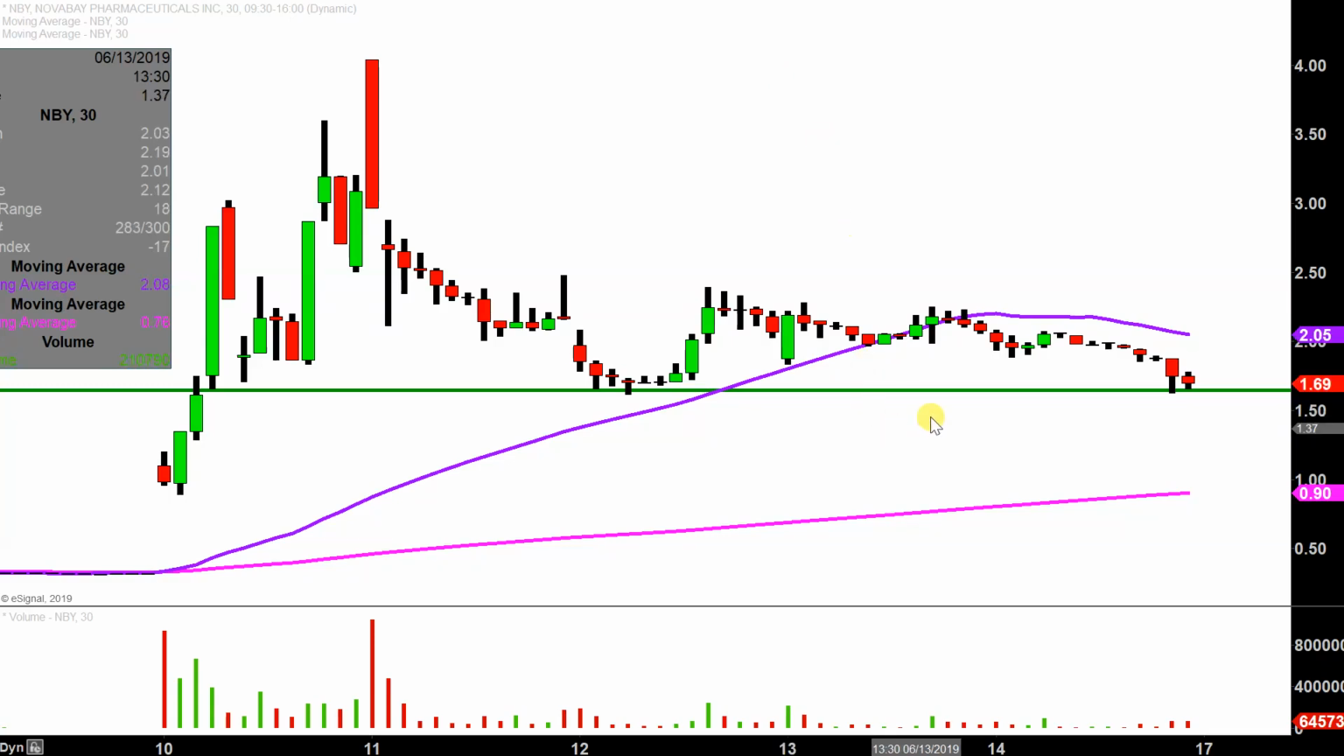The big relevant level, though, is right here at this $1.65 mark, the green line, which I've talked about before as support. And the reason it's relevant is because now, as you see, right here, the price is essentially sitting right at that green line.